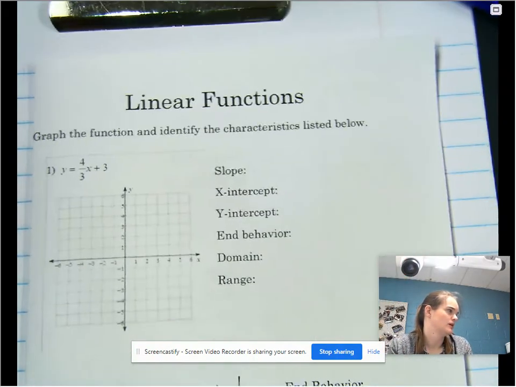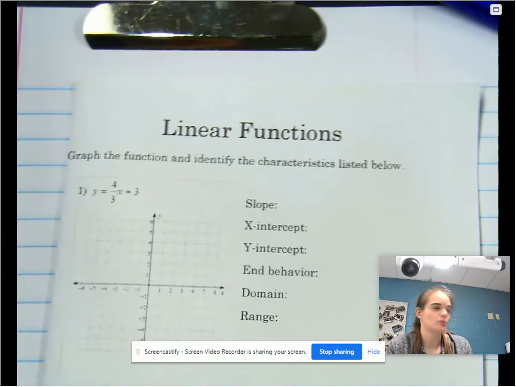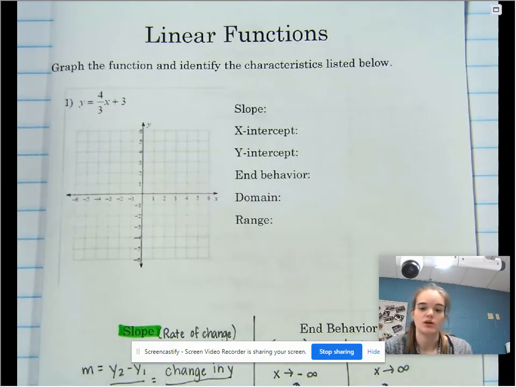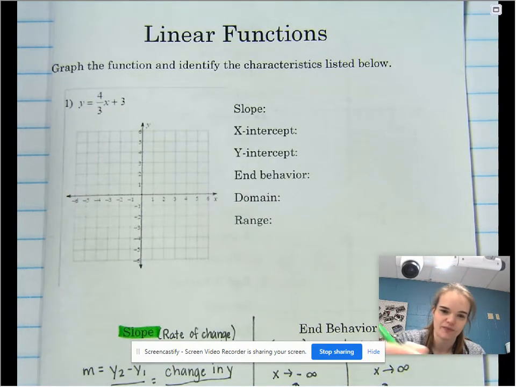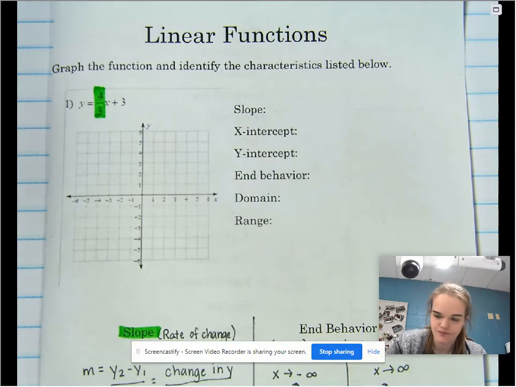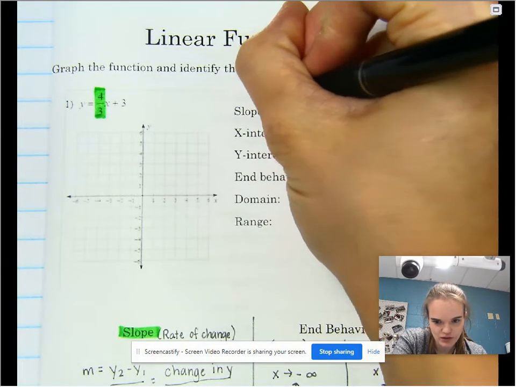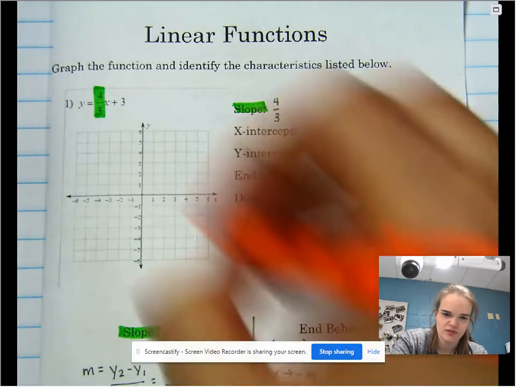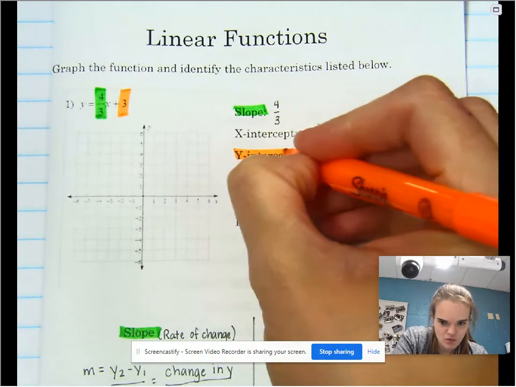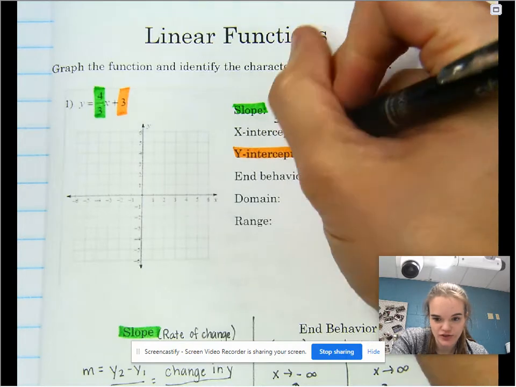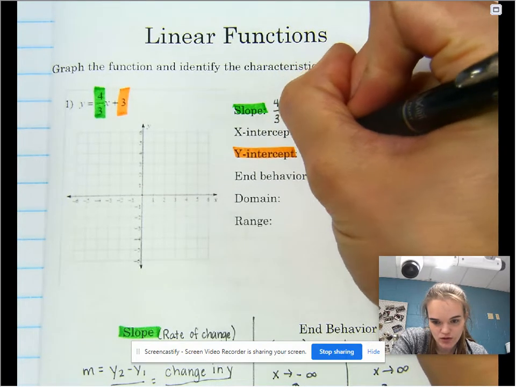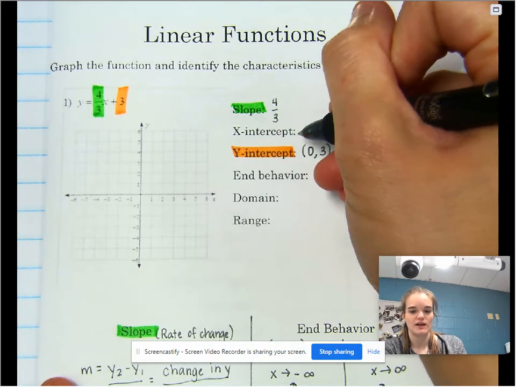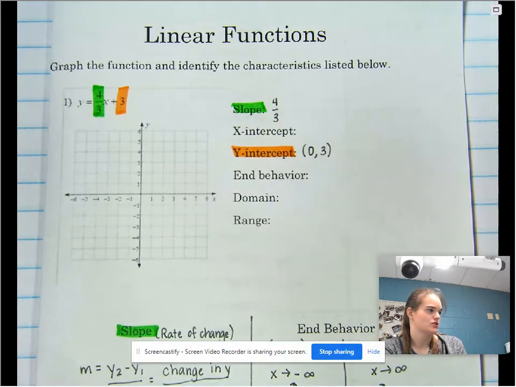Okay, let's talk about number one. Number one, this is in something called slope-intercept form. That means that our slope and our y-intercept are given to us. Our slope is right here, 4 over 3. So slope is 4/3. The intercept at the end of this is the y-intercept. When we have the y-intercept, our x value is 0, our y value is 3. So we're going to graph this. Once we graph it, we will find the x-intercept, the end behavior, the domain, and the range.